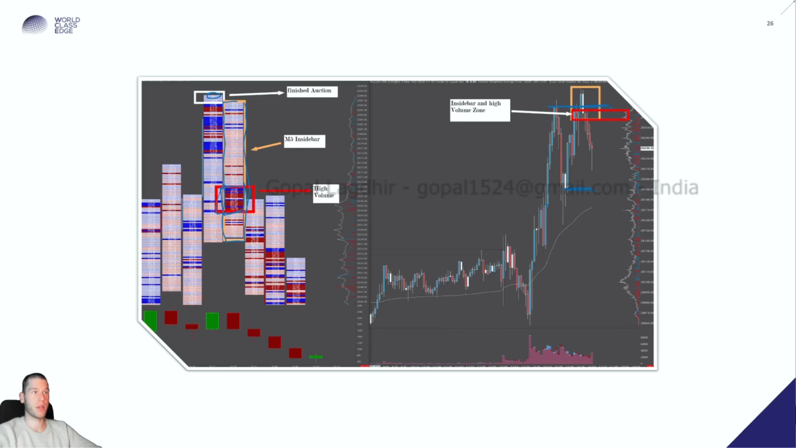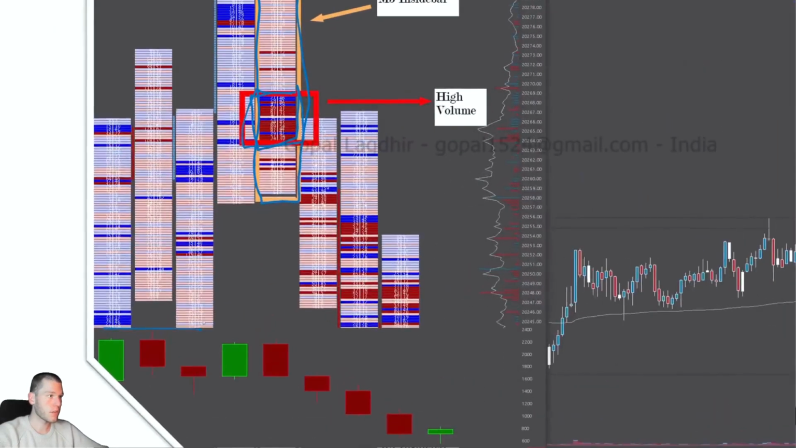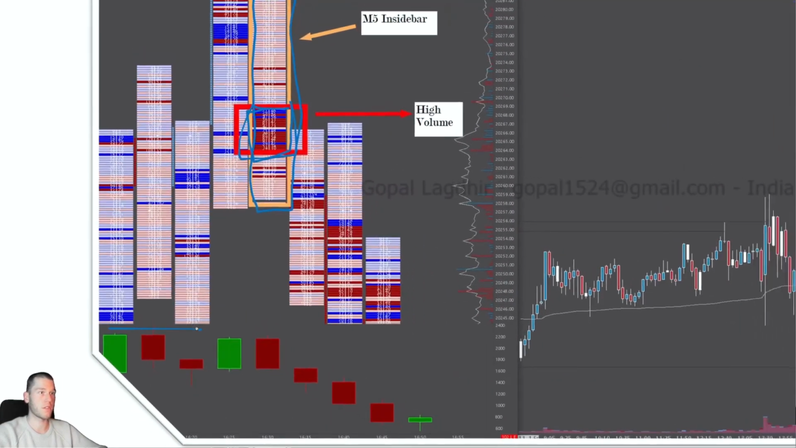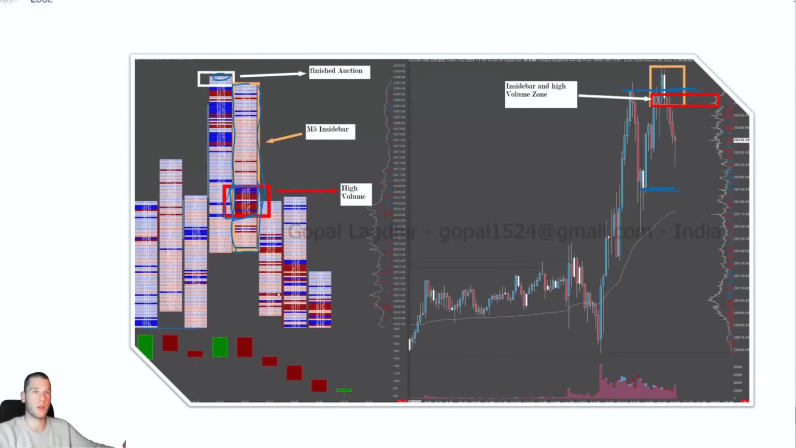In this inside bar we have a high volume area. The inside bar closes back inside the range, so we have the first sign of a range acceptance. The volume is low, we have a finished auction on top, and we have this cut, so we cannot see it, but I think we have an unfinished auction down there. It looks like we have an unfinished auction, but it doesn't matter. You can look in the chart and then check if there are unfinished auctions to the left. There would be another confirmation.